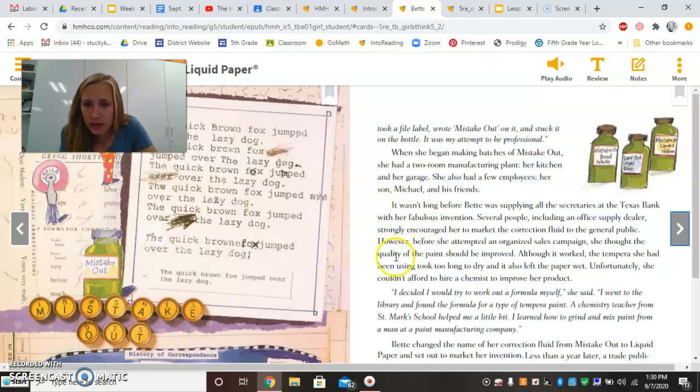It talked about how, although it worked, so her paint was working, the tempera she had been using took too long to dry. It also left the paper wet. So the word tempera, that might be a word that some of us maybe need to record in our thinking.